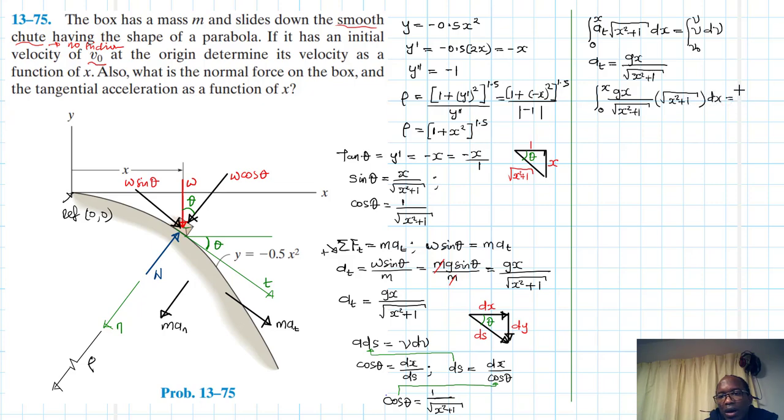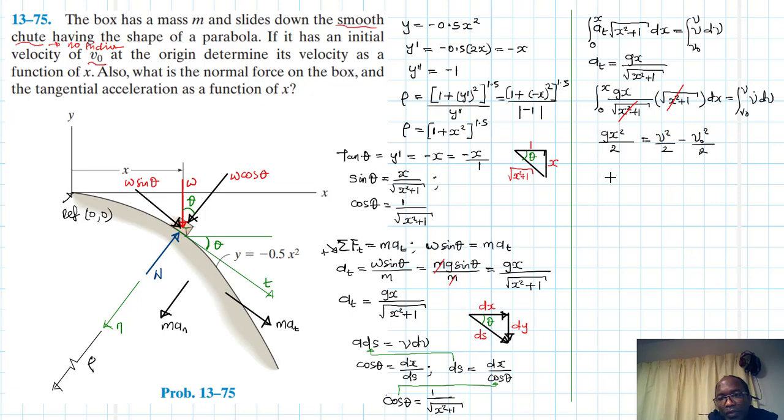Then this is the integral from v naught to v of v dv. So of course this and this go, and once they go, this just becomes gx squared divided by 2, and that is equal to v squared over 2 evaluated from v naught to v, which just becomes this side minus v naught squared divided by 2.